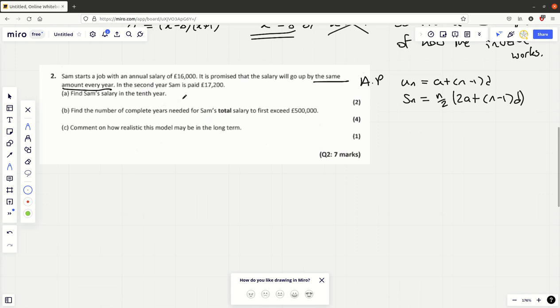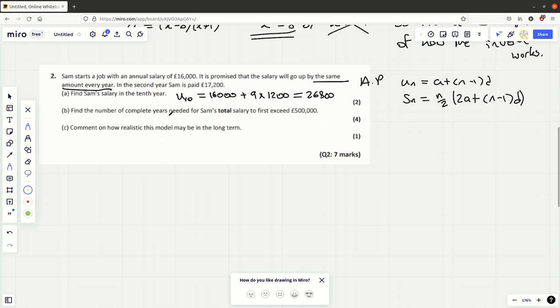Okay, find Sam's salary in the 10th year. So we need u 10, and it's going to be equal to first term, 16,000, plus 9 times, what is that, 1,200. Okay, that's something you can just type into a calculator, and it should come to 26,800. And that should be absolutely fine, yeah.